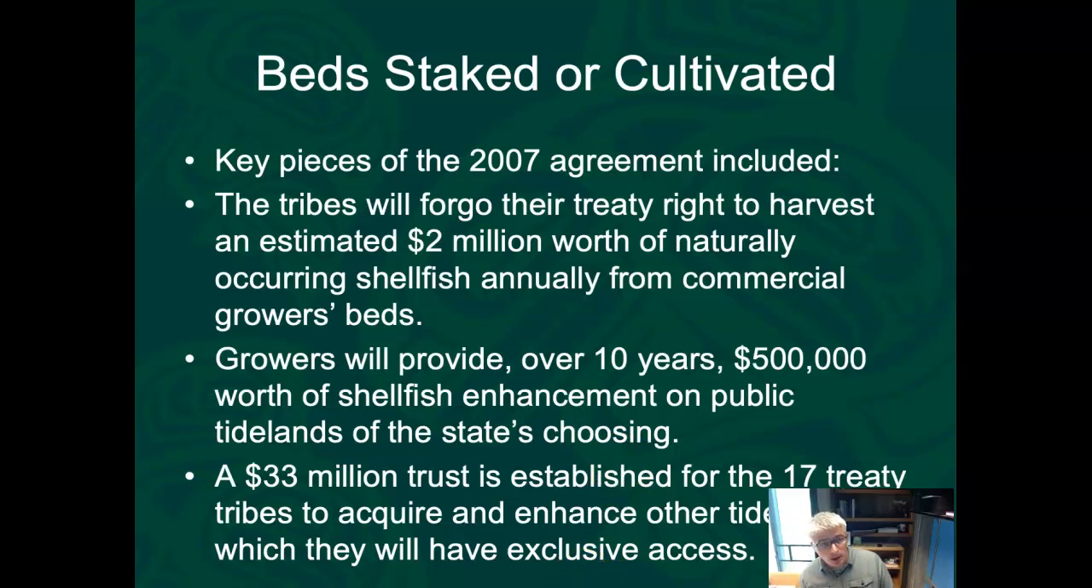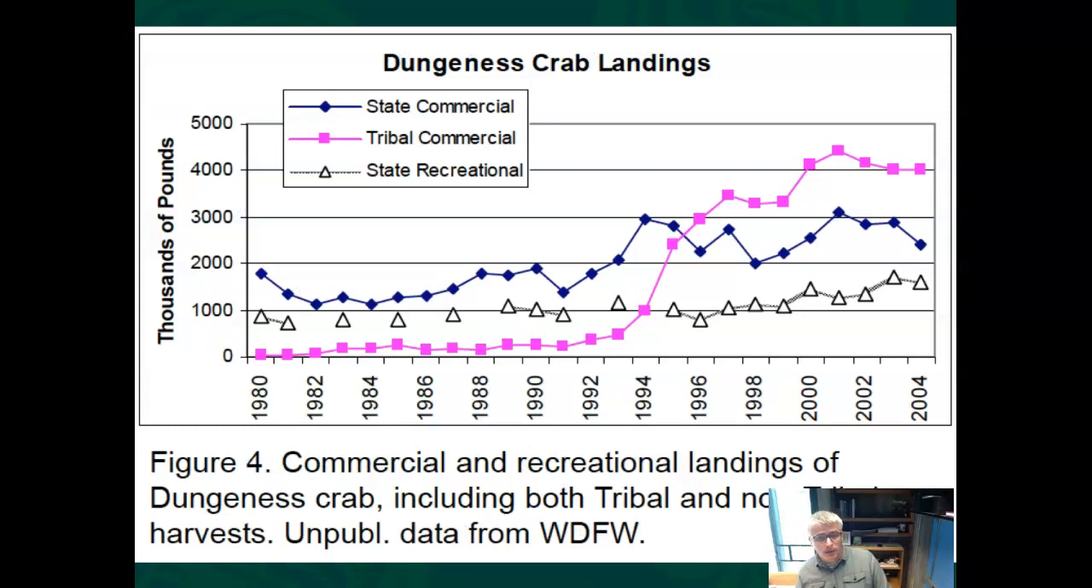On the fisheries economy, it's had a really big impact. So this decision was in 94. And if we look at, this is a graph of Dungeness crab landings. What that means is the amount of crab that were caught and then reported. And it goes from 1980 to 2004 in thousands of pounds.